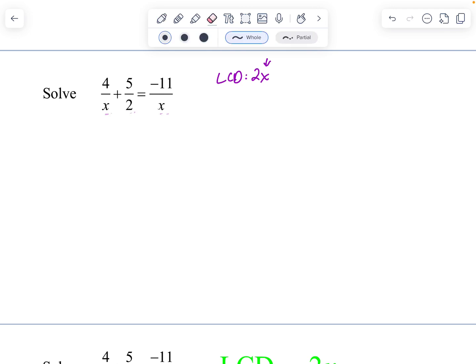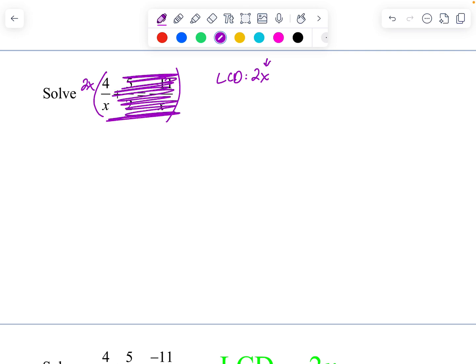Then I'm going to take that LCD value and multiply my entire equation by that value. So for a second, we're going to ignore these two fractions, and I'm going to multiply 2x by my 4 over x. If it's helpful, you can put that 2x over 1. Well, if we think about what would cancel here, my x's would cancel, my denominator is going to go away, and then 2 over 1 times 4 over 1 is just going to give me 8 over 1, which is just 8.